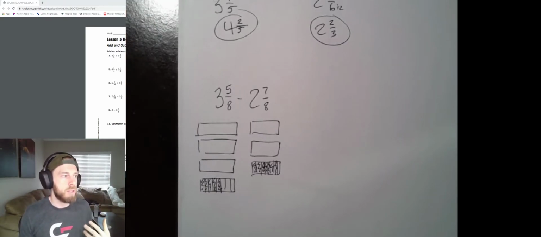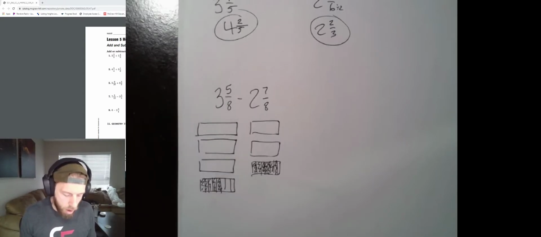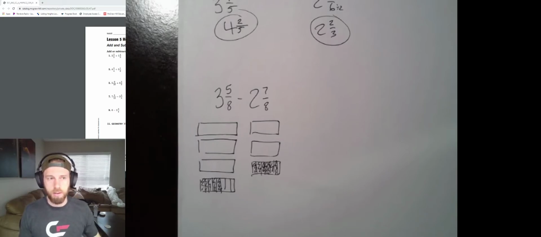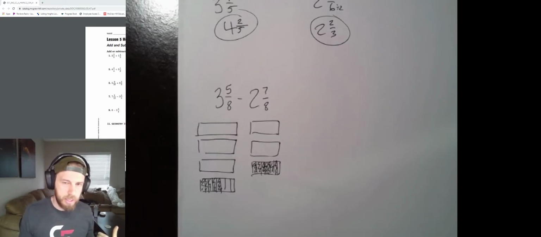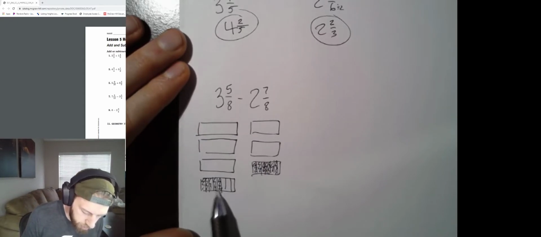But the problem is we've got 5/8 trying to take away 7/8. So what do we do? How do we get the amount of 8s we need to be able to take away 7/8? Here's how. Because you can't take these 7/8 away from these 5/8, that's okay, because we have more stuff you can take away from here.